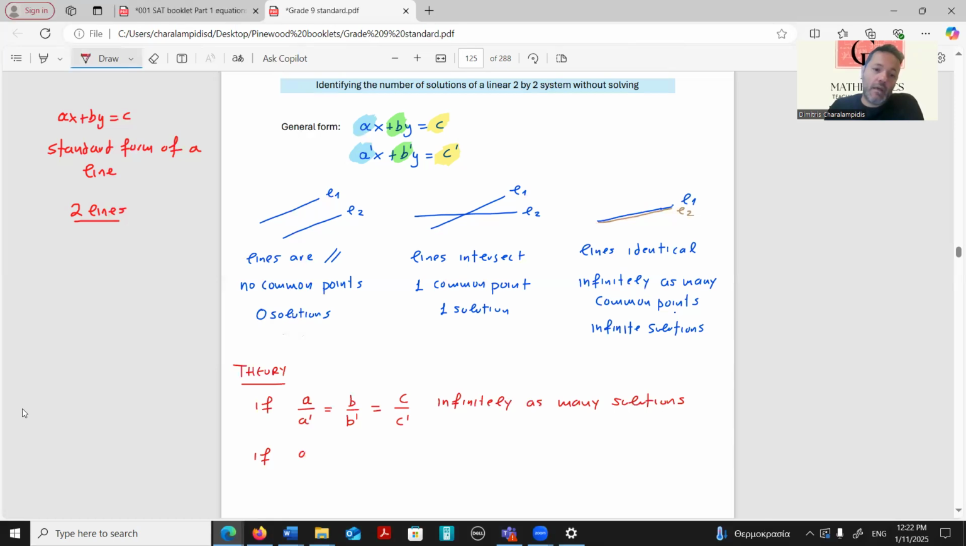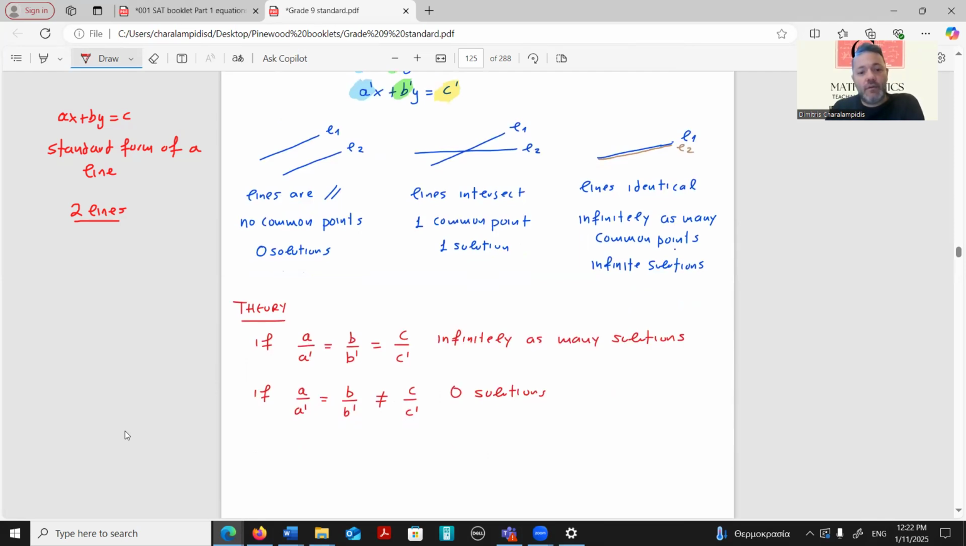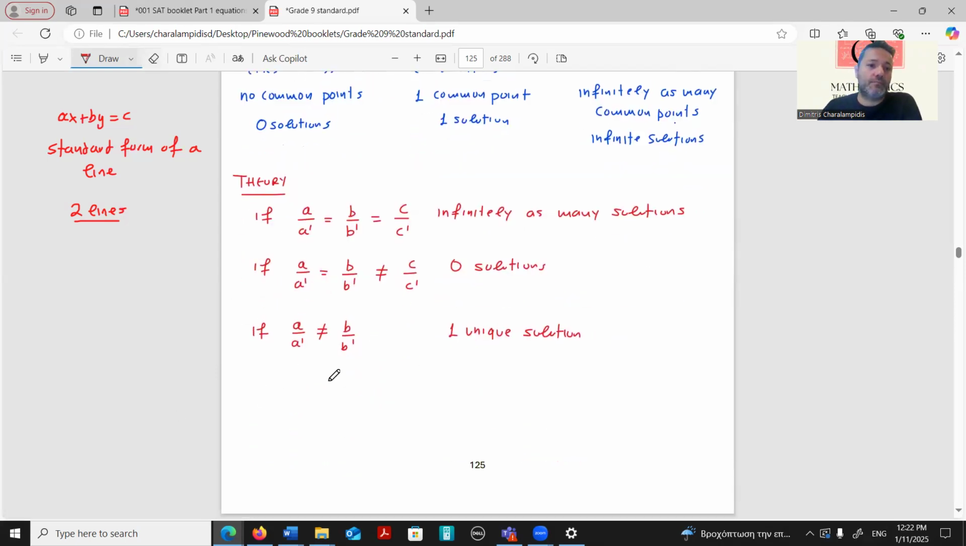If A over A prime is B over B prime, but they are different from C over C prime, we have 0 solutions. And thirdly, if A over A prime is different than B over B prime, we don't have to check what happens about the ratio of C over C prime. We can say that we have one unique solution. But remember again that we know that there should be one unique solution, but we still don't know the exact solution. Let's see some examples.